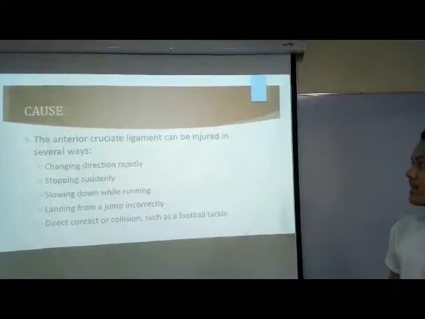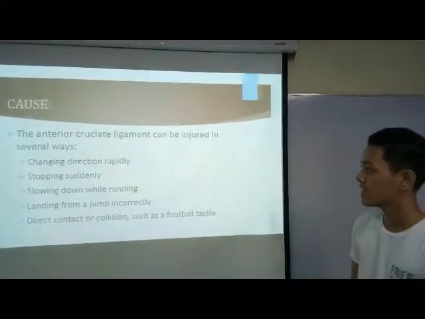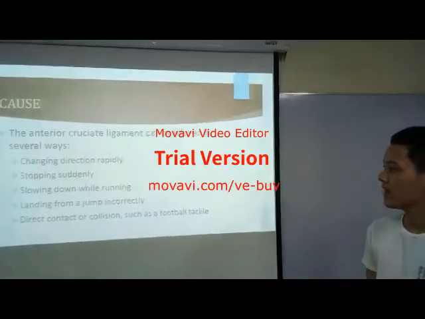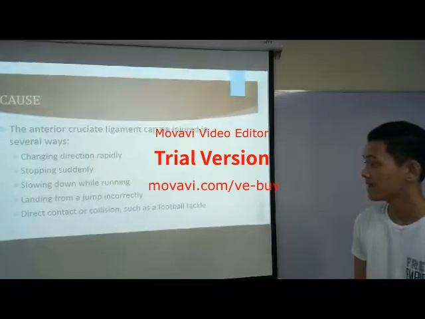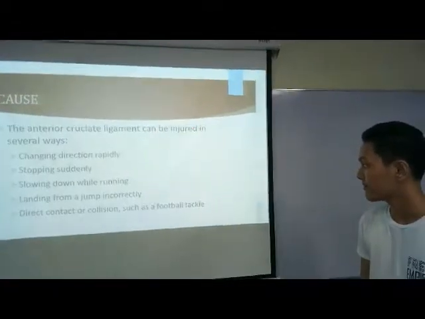The cause. The anterior cruciate ligament can be injured in several ways: changing direction rapidly, stopping suddenly, slowing down while running, landing from a jump incorrectly, and direct contact or collision such as a football tackle.